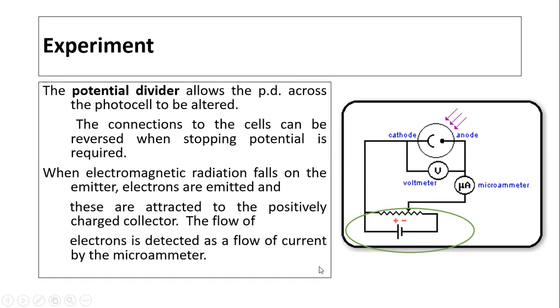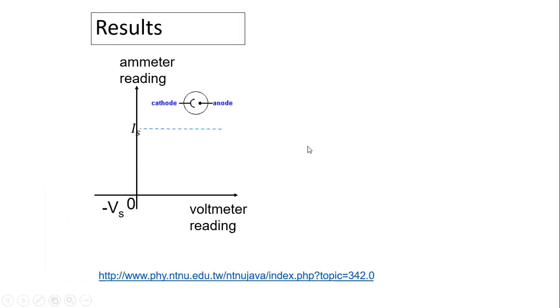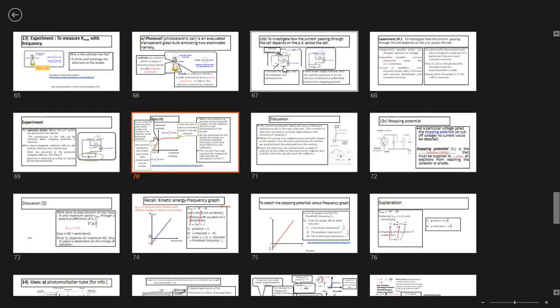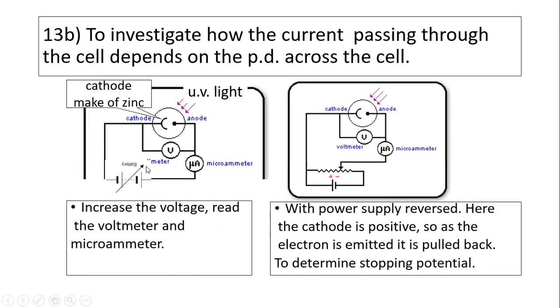Okay. Okay, so what type of graph do we get? We are plotting the microammeter reading against the voltmeter reading. Right? When the anode is charged positive, right? This is the case, the first part. After that, we use this second part.